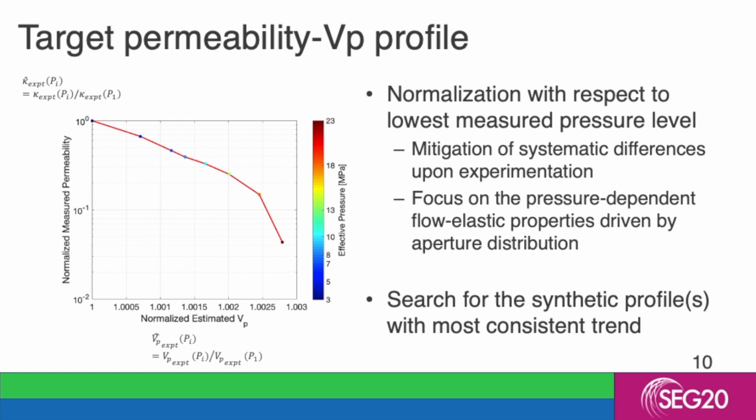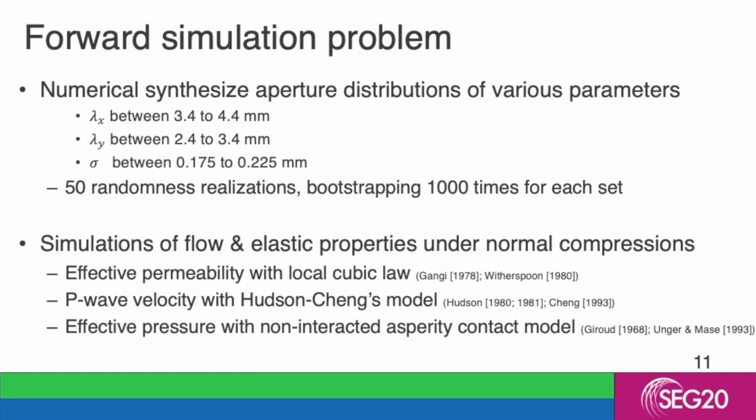So the job here is to search for the roughness profile that has the most consistent trend on permeability and P-wave velocity. In numerical simulations, since we have the true value of the roughness parameters, we can devise a range of simulation around the true figures. So we're going to numerically synthesize aperture distributions of lambda x between 3.4 to 4.4 millimeters, lambda y between 2.4 to 3.4 millimeters, and sigma between 0.175 to 0.225 millimeters. For each set of these parameters, we're going to conduct 50 randomness realizations, and each set of generated apertures will undergo simulations of fluid and elastic properties.